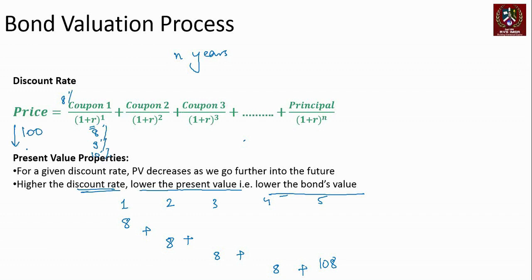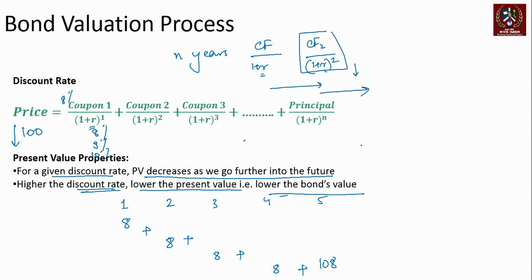All the cash flows are getting divided by a bigger number. And logically, if I want a bigger return and the payout is fixed, then I have to pay lesser, right? And for any given discount rate, the present value decreases as we go further into the future. That's logical, right? Because your first cash flow is getting divided only by 1 plus r, but the second cash flow is getting divided by 1 plus r square. So for any given rate, as you keep going into the future, the present value will keep going lower and lower and lower, right? That's logical.